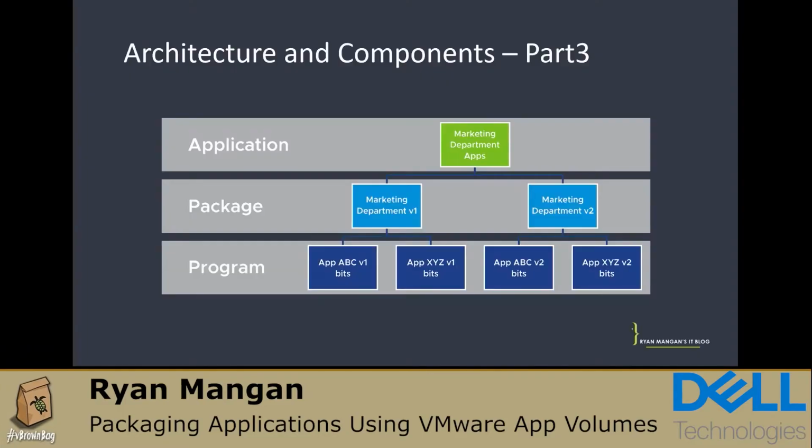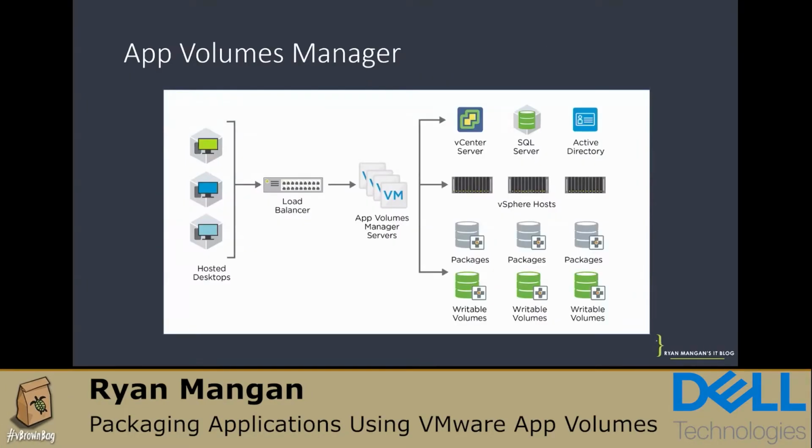To deliver App Volumes, you need to have something called the App Volumes Manager. This is an appliance which can be deployed on-premise, cloud, wherever you want, which talks to vCenter, Active Directory, and SQL. This is a vSphere environment diagram, showing multiple App Volumes Manager servers talking to the database, SQL and AD. Obviously, this can look slightly different in cloud.